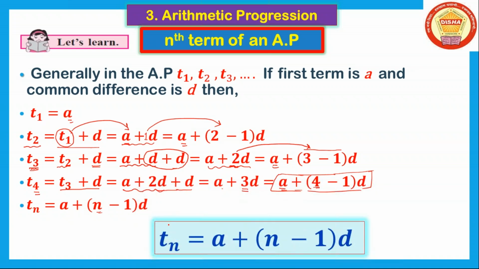See now, Tn is equal to A plus n minus 1 into D, where A is the first term, n is the number of terms that we have to find, and D is the common difference. Means if these three quantities are given, means if first term is given, common difference is given, and the number of terms that we have to find here, that number is also given, then we find Tn.